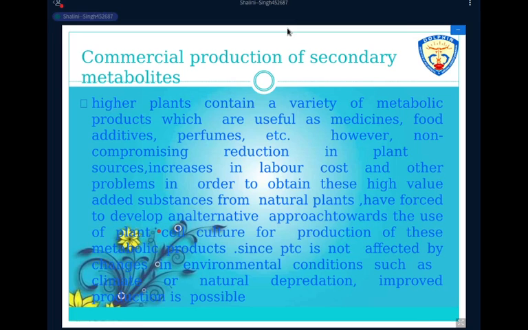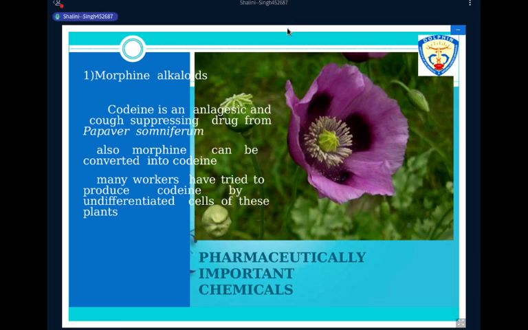What is the help of plant tissue culture? Most importantly, you are not damaging the plant sources. You are helping in the conservation of natural plant sources which are giving us such beneficial products. Number two, the production of these secondary metabolites will not be affected by the environmental conditions, because here the conditions are controlled in plant tissue culture. So your product will be of high quality, it will be of uniform type. Now some pharmaceutically important chemicals, that is the last part we are dealing with.